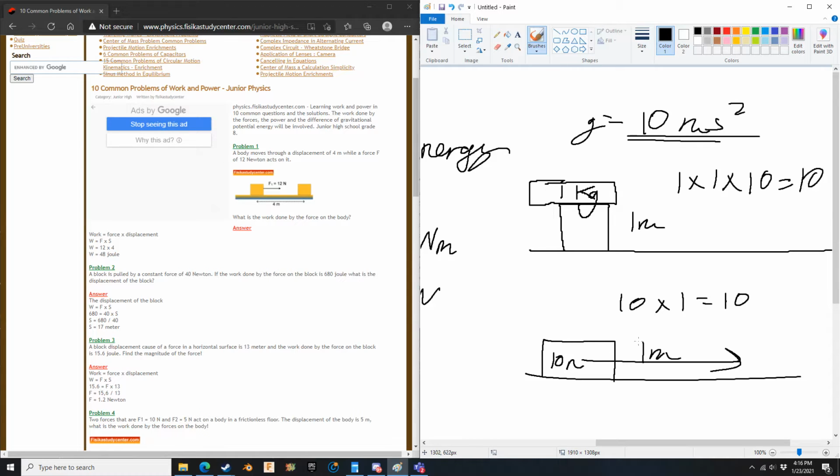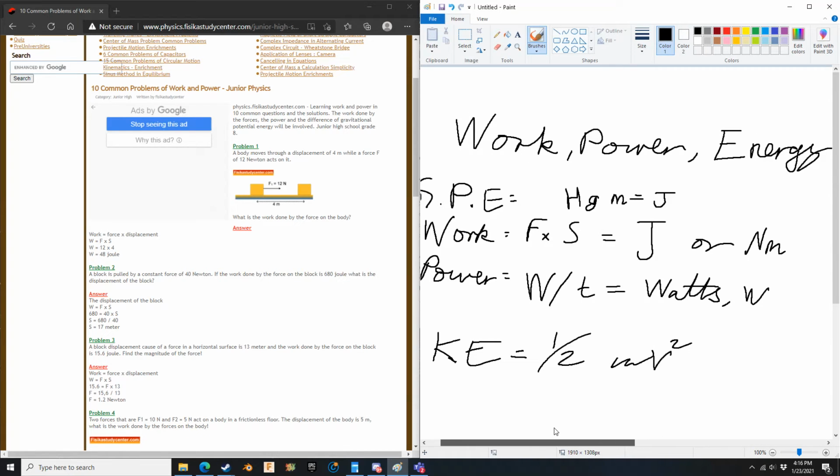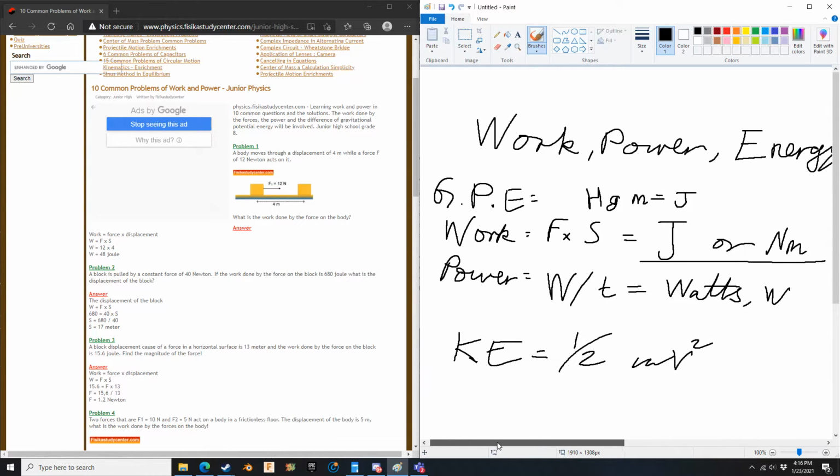This is going to be newtons times meters, and that will be newton meters. We can also write the same thing as 10 joules. They're the same unit, different words, different letters, but they mean the same thing. Let's move on to the next one.